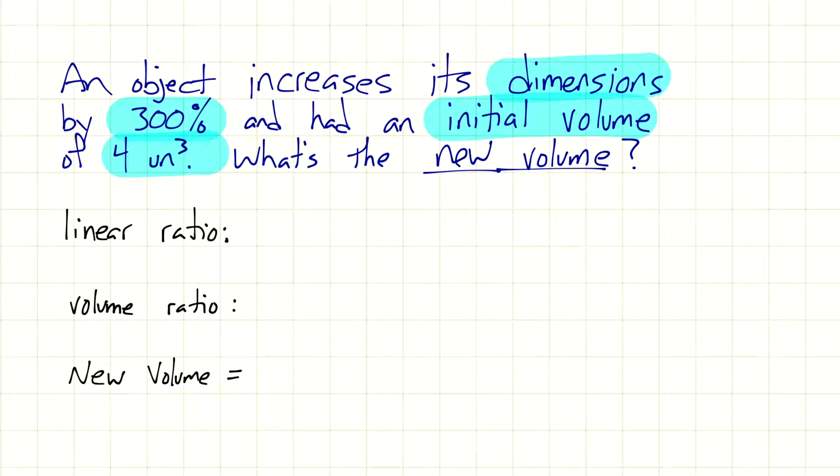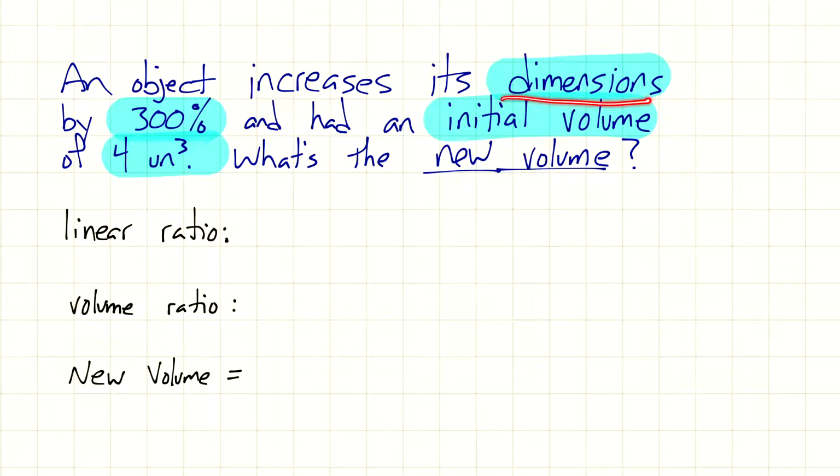So let's look at this example. Now, even though it's nice to have a picture or visuals, the reality is when we're using similar shapes, it doesn't really matter what the shape looks like or even what the shape is. So you'll notice in this problem it says an object. That object could really be anything you want, right? I could have said, oh, the car increases its dimensions, or the book, right? It really doesn't matter what the object is, but it increases, so that means it's getting bigger.